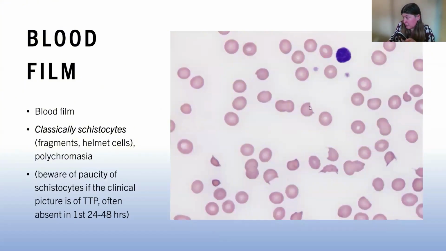And the blood film picture that you would see is typically like this, where there's red cell fragmentation and abnormal red cell appearances along with thrombocytopenia.